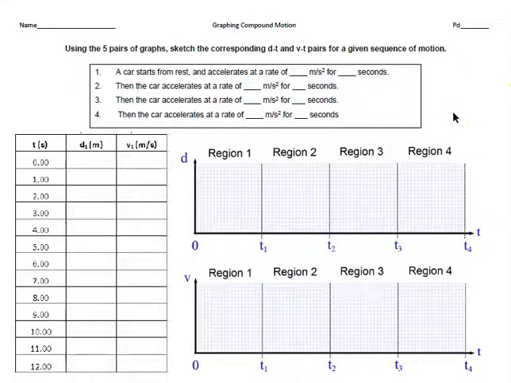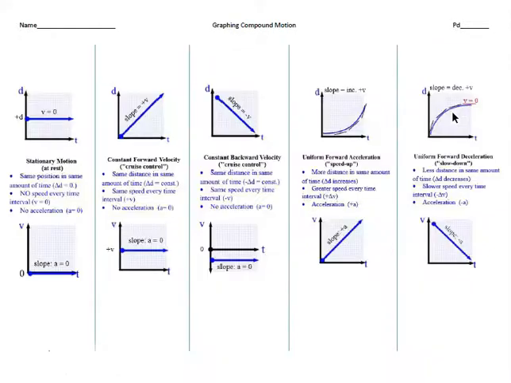Today we will be discussing graphing compound motion. Compound motion is very simply using all of these different columns to create a picture for multiple kinematic behaviors.